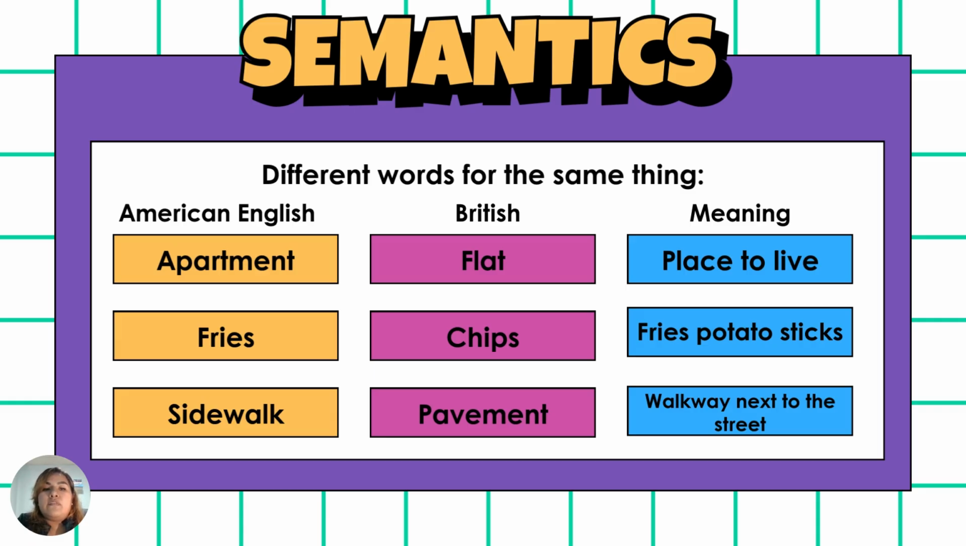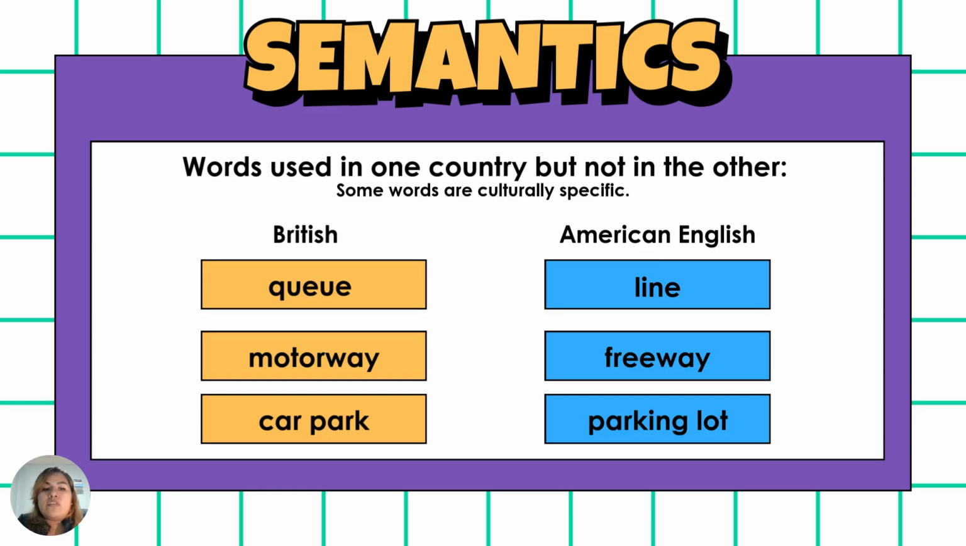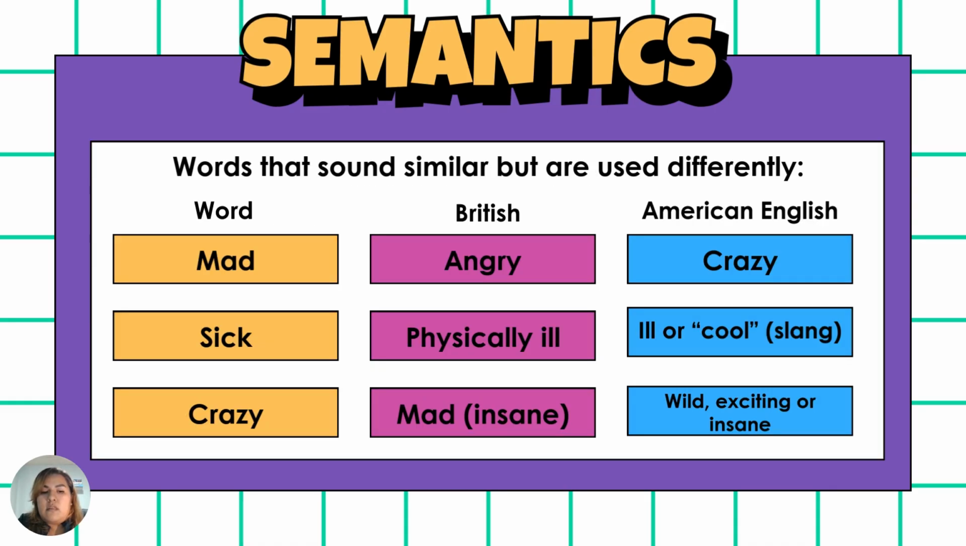For example, different words for the same things: American apartment, British flat, and both mean a place to live. American fries, British chips, and both mean potato sticks. American sidewalk, British pavement, and both mean the walkway next to the street. Words used in one country but not in others, some culturally specific: British queue, American line; British motorway, American freeway; British car park, American parking lot. And words that sound similar but are used differently.